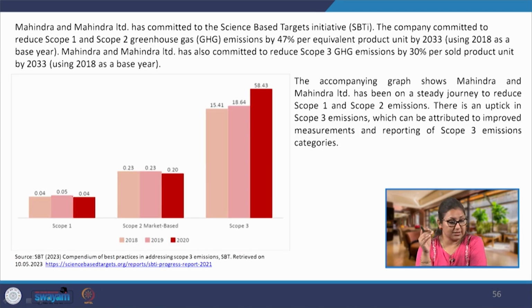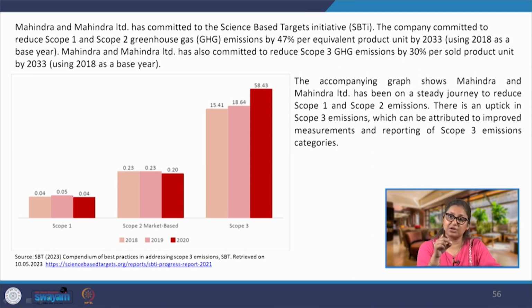This is another example. This is a real estate company, Mahindra and Mahindra, and they committed to science-based targets initiative, and they want to reduce their scope 1 and 2 emissions by around 47%. Now, for a real estate company, a lot of emissions which are the direct emissions are going to be due to the construction of the real estate that they are selling as product.